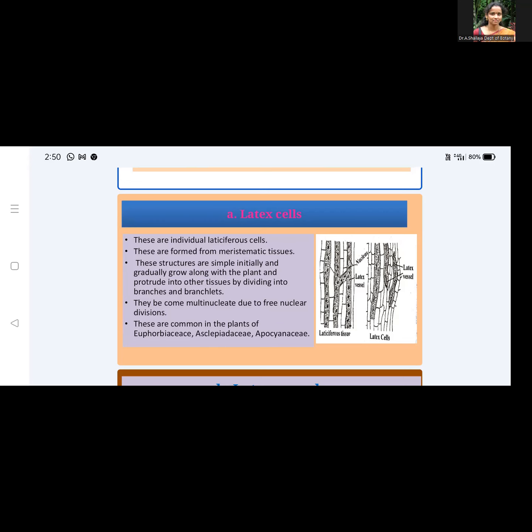Please enlarge this also, madam. It is one of the special cells. Sir? Please enlarge.